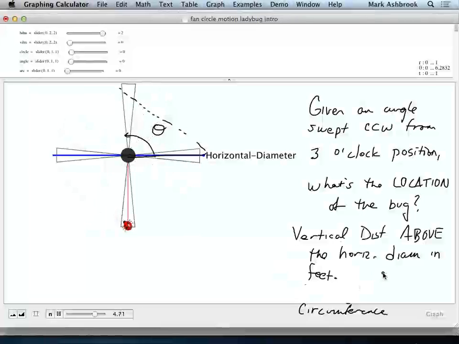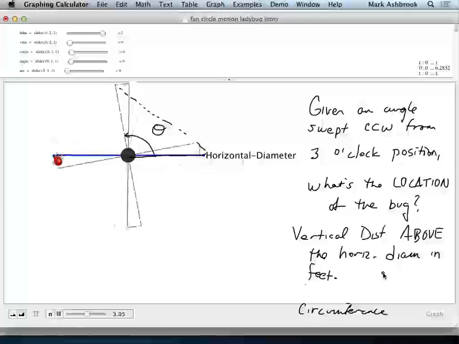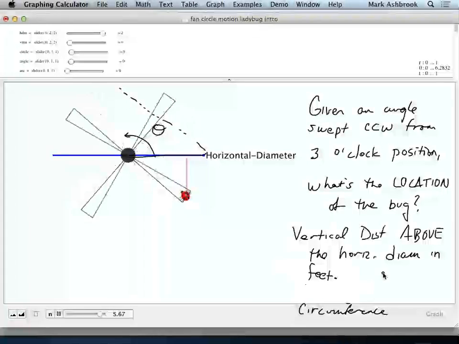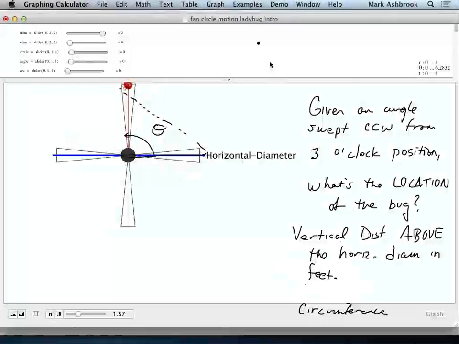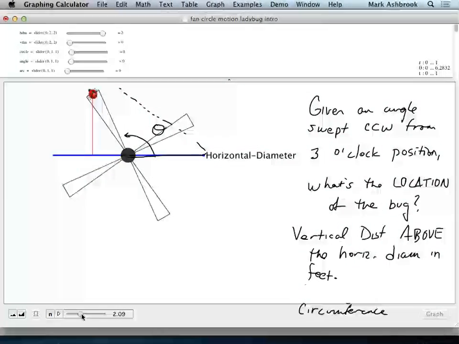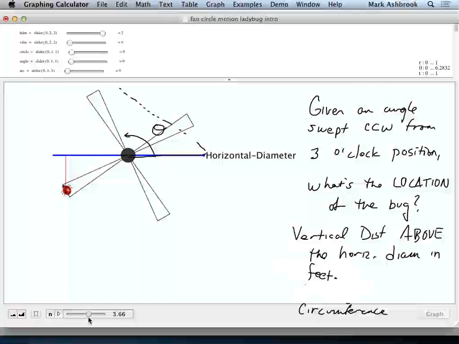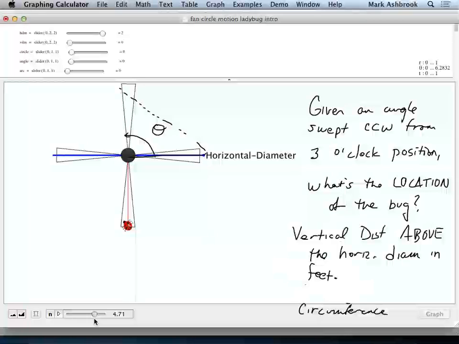So what's the greatest value that that quantity attains? The vertical distance above the horizontal diameter in feet. And where does it attain that? At what angle? So at the very top of the fan, the top of the circle, is where the bug attains the highest value of this quantity, and that's 2.6 feet. And what's the very lowest value of this quantity? Negative 2.6 at the bottom, okay?